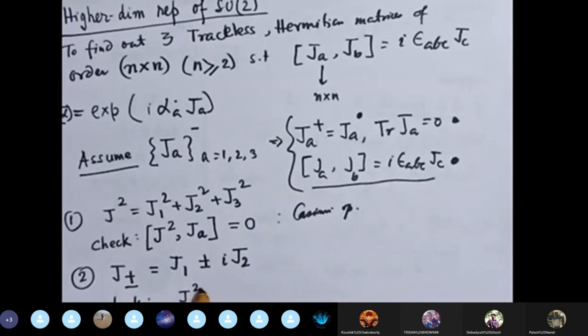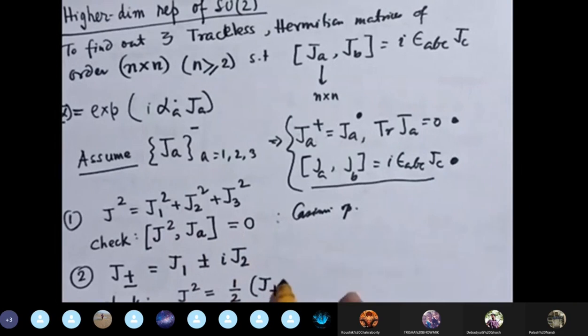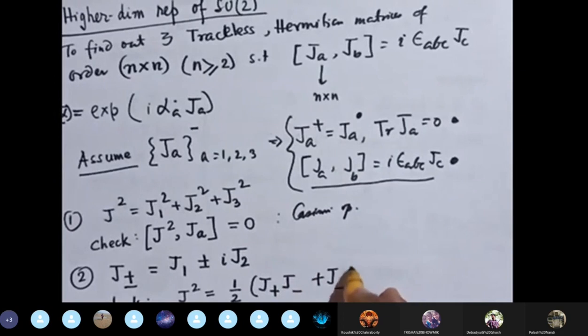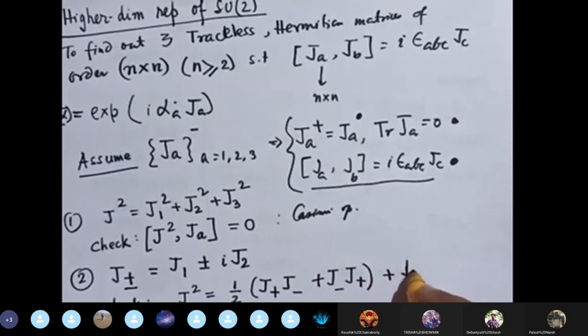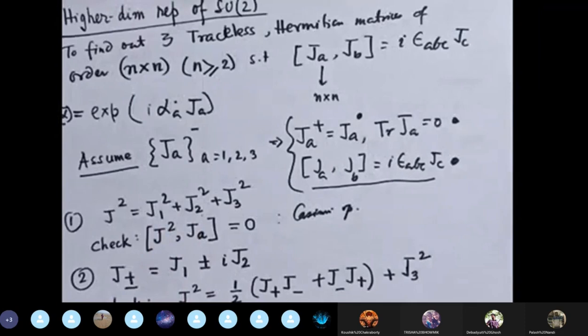So this J square, which is J1 square plus J2 square plus J3 square, you can write as half of (J plus J minus plus J minus J plus) plus J3 square. Because if you take the product with this plus sign, you can see this will give you J1 square plus J2 square. Okay.